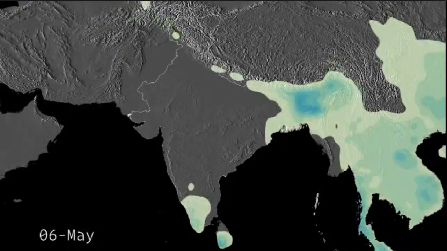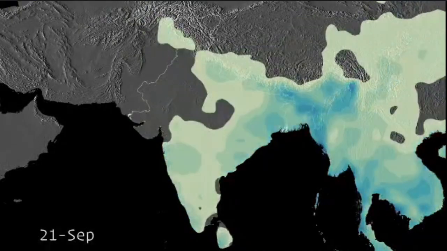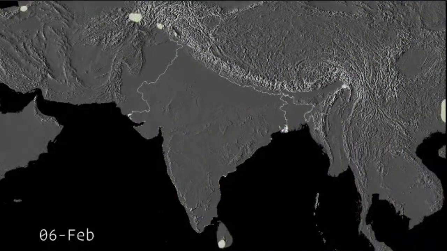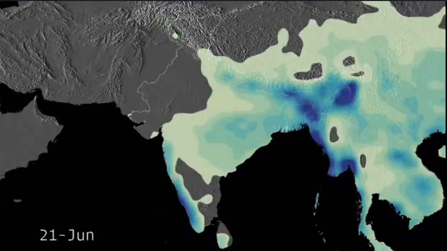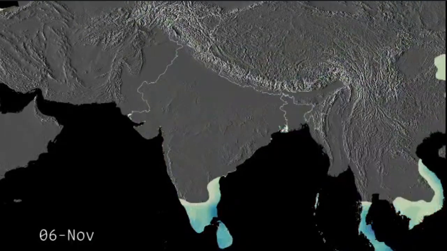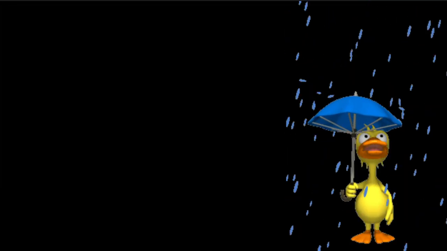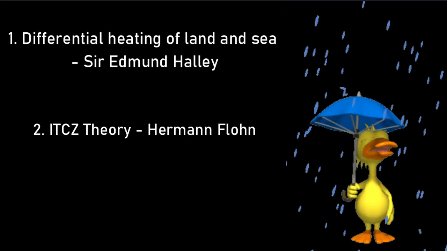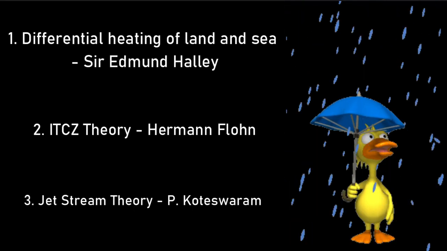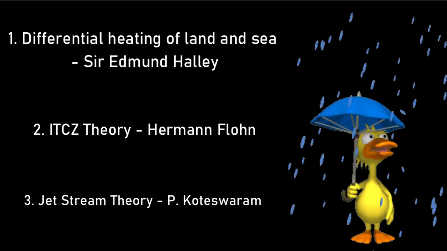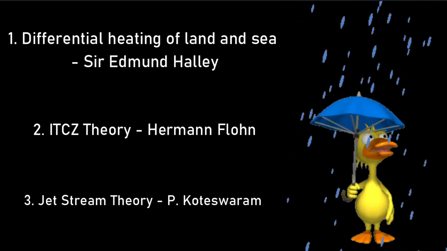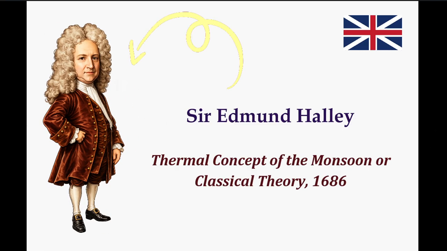So if we focus on the term mawsim, it says it's a seasonal wind or wind shift that purely states the monsoon winds change the direction according to the seasons. But how? To answer this, we need to study 3 theories. Theory by Sir Edmund Halley, by Hermann Flohn, and by P. Koteswaram. Sir Edmund Halley of Britain was an English astronomer who proposed the thermal concept of monsoon in 1686.